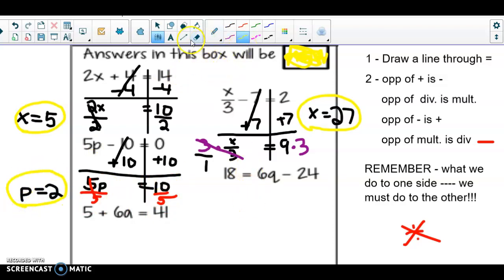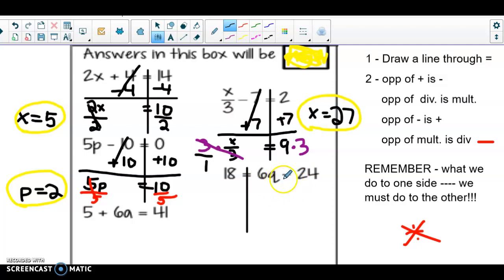We have 2 more left, so same steps. Draw a line through the equal sign, and remember, whatever we do to one side we have to do to the other. So here we go. All right, so we have 6q minus 24. You might be saying, how am I picking the 24 first and the 6 second? You want to think, what's furthest from that q? Get rid of what's furthest away from it first, okay?